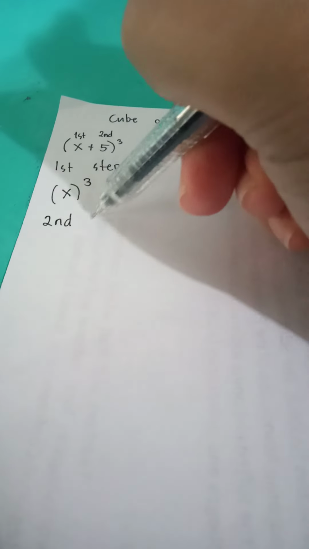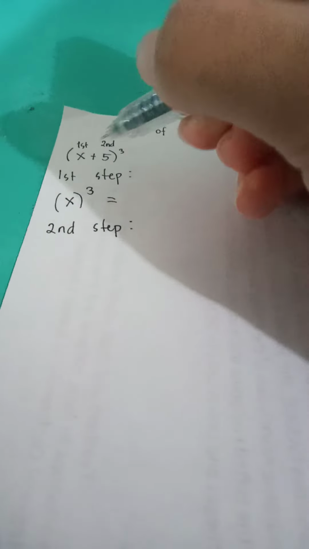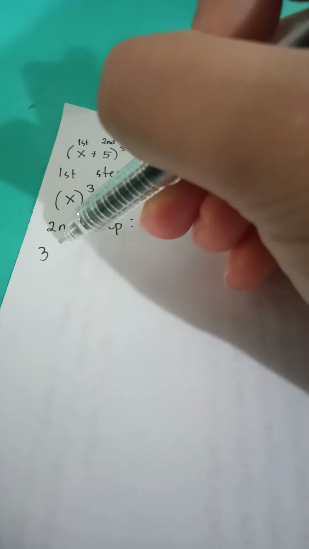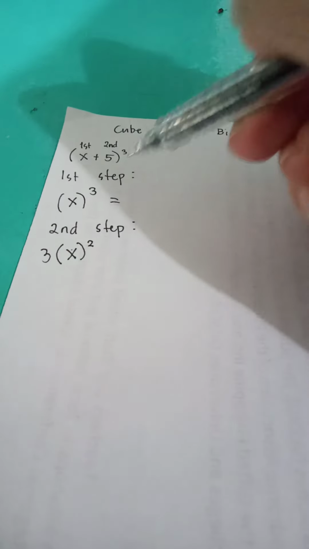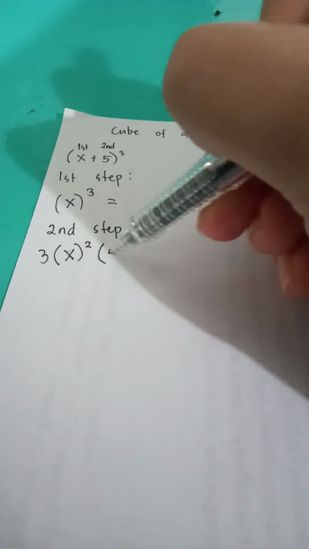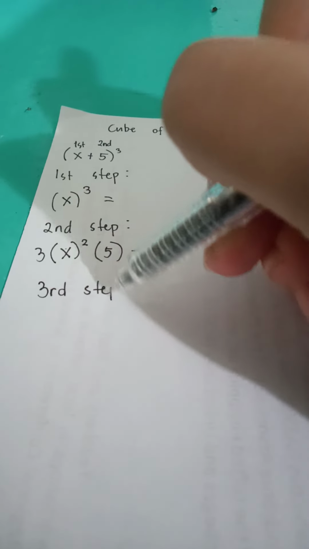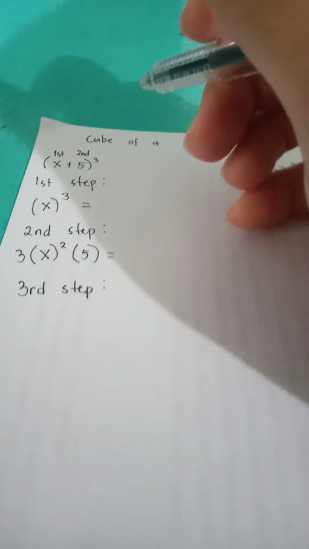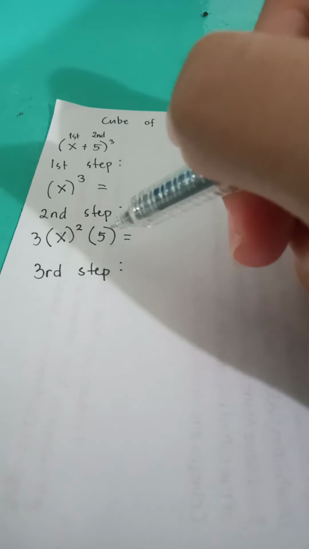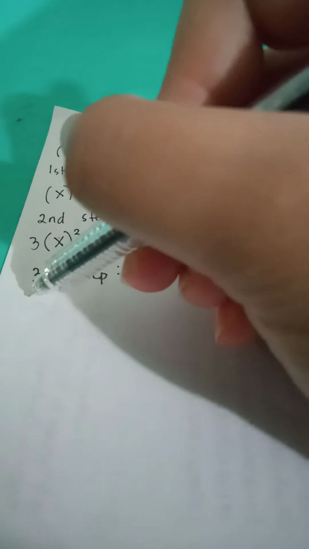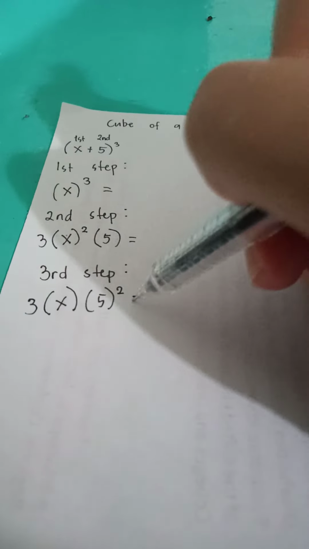Second step is that we are going to multiply the exponent, which is 3, and then x. We are going to put it in a parenthesis and then square it. Next is times 5. Our third step is to square the second term. So it will become 3 times x, then 5 to the power of 2.